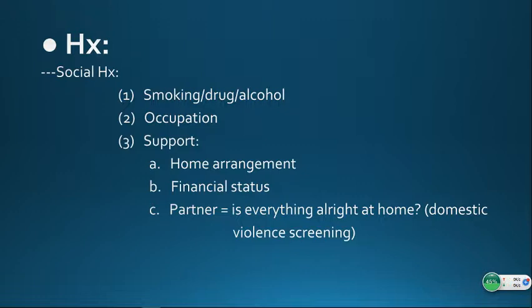What's different will be, you would like to know in this case how much support the woman has at home. So number one will be home arrangements, who are you living with, and financial status is important. And importantly, you have to screen everyone for domestic violence. That might be a simple question, such as, is everything all right at home? Because domestic violence is not as recognized as it can be, which is important.